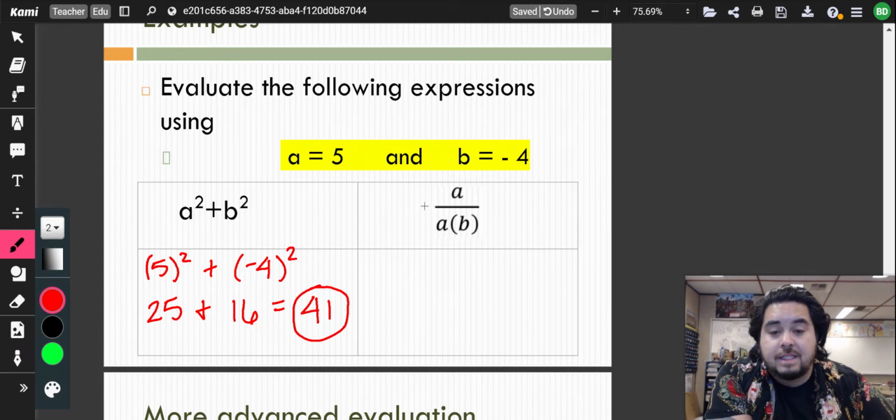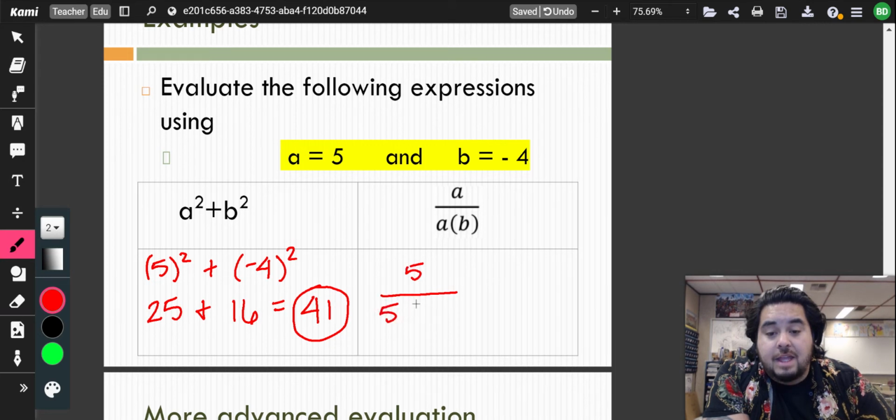And our last example using these values, a equals 5 and b equals -4. We have 2 a's. That's okay. We're just going to replace both of them with that 5. So we have a 5 in the numerator. We have a 5 in the denominator. And then also in the denominator, we have a b, which is replaced with -4.